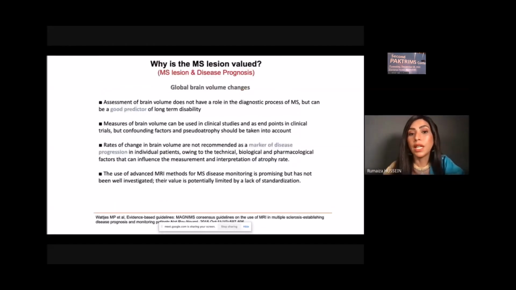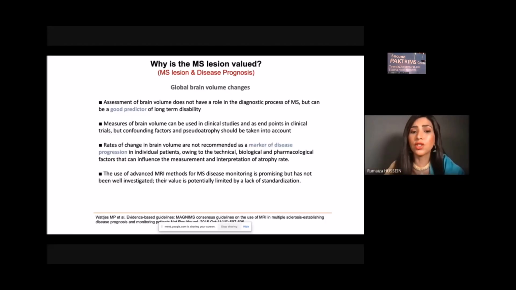What about the global brain volume changes and the brain volume loss? Assessment of brain volume does not have a role in the diagnostic process of MS, but can be a good predictor for long-term disability. Measures of brain volume can be used in clinical studies and as an endpoint in a clinical trial, but confounding factors like pseudoatrophy should be taken into account, especially with some pharmacological effects.